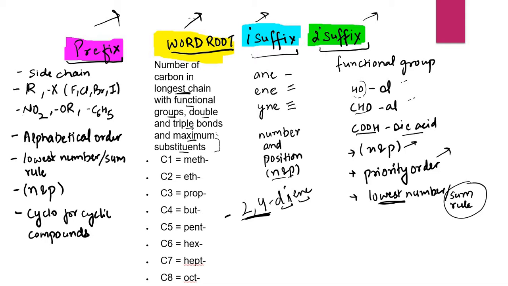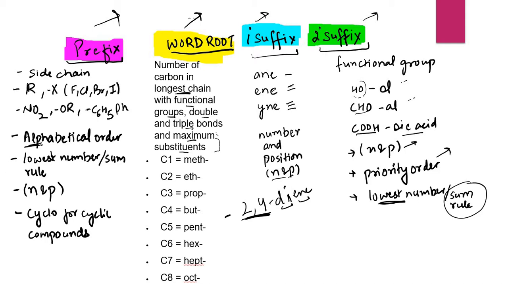Nitro group, alkoxy group, that is ether. So methoxy, ethoxy, we take that as a prefix. And phenyl group. Now later on I'll tell you when the functional group is directly attached to benzene ring, we call it as benzene, but when it is not directly attached, we call it as phenyl. Phenyl group.